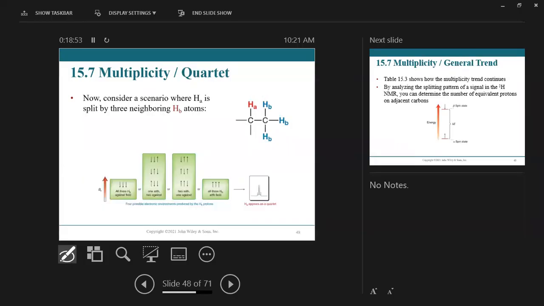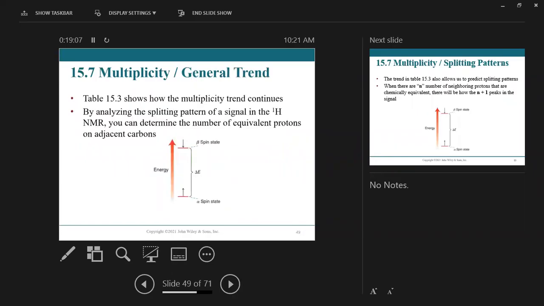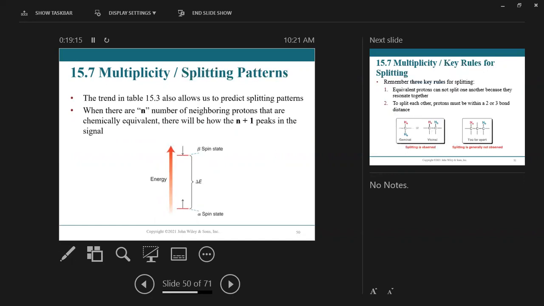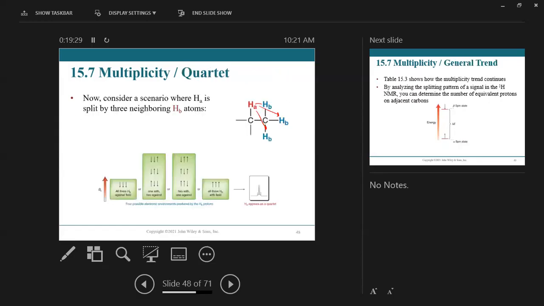Now consider a scenario where HA is split by the 3 neighboring protons, and now we have a quartet. It sees this signal, it sees this signal, and it sees this one. It says table 15.3 shows how the multiplicity trend continues. You can kind of predict some of these patterns. When there are n number of neighboring protons that are chemically equivalent, there will be n+1 peaks in the signal. And we kind of saw this right here. We saw 1, and we added n plus 1.